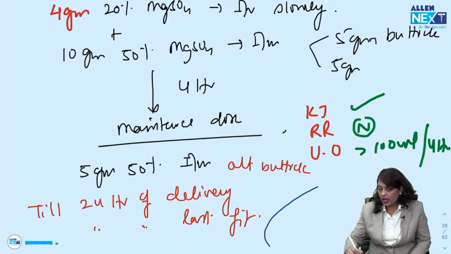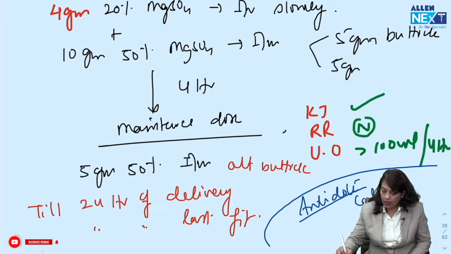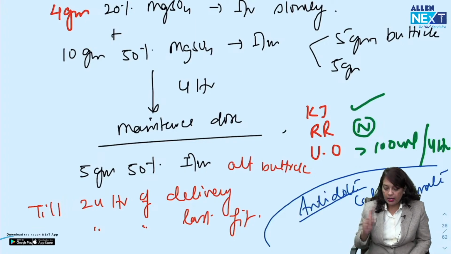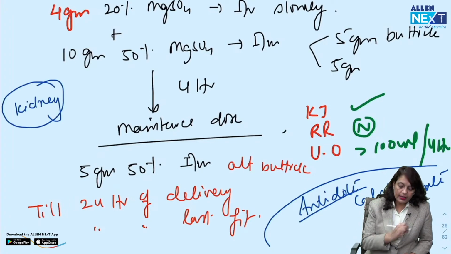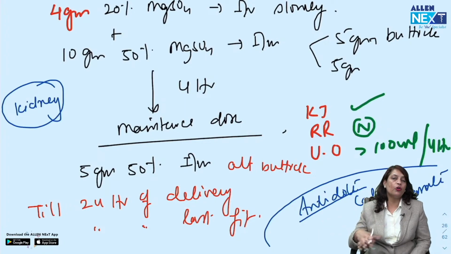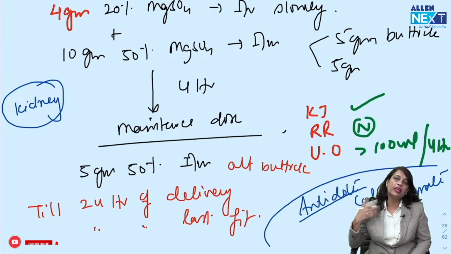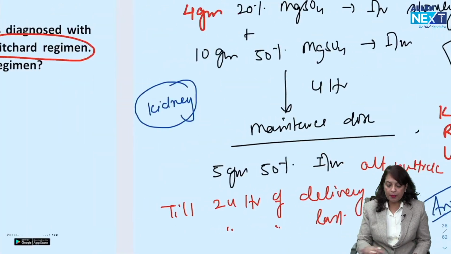Now, what is the antidote of magnesium sulfate and what is the mode of excretion? Calcium gluconate is the antidote of magnesium sulfate, and magnesium is excreted through the kidneys. So, always put in a Foley's catheter and urobag and monitor the urine output. If urine output is very less, then you stop magnesium sulfate and replace it with another anticonvulsant, which is injection phenytoin. So this is the pre-charge regime.